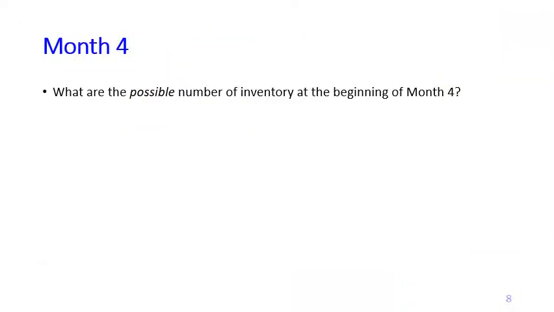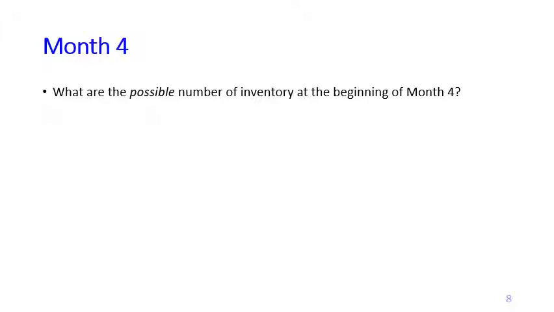So let's start with month 4. We are going to solve this problem backward, meaning that we are going to start with month 4, 3, 2, until finally we reach month 1. Okay, so the first question I'd like to ask you is, what are the possible numbers of inventory at the beginning of month 4? So how many items are possible that we see in our inventory at the beginning of month 4?